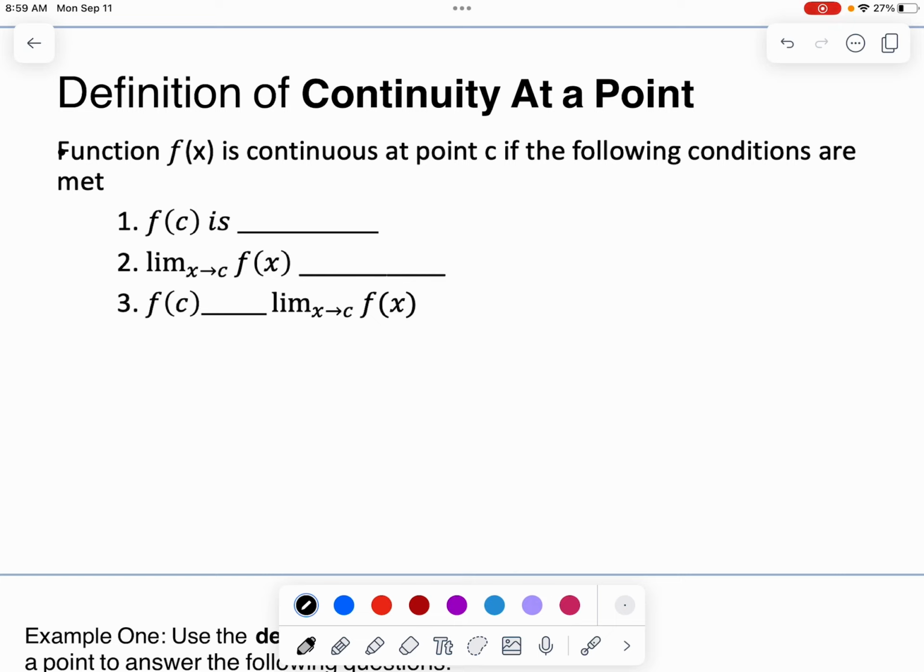So function f of x is continuous at point c if the following conditions are met. The first one is f of c is defined. So it actually has a number. It has to exist. The second thing is the limit as x approaches c of f of x exists. And then finally, f of c equals the limit as x approaches c of f of x. So those 2 things have to be the same. What we're learning here is new, but you guys actually have been doing a lot of practice identifying this. Hopefully we're just building on knowledge you already have, and now you're just going to put it all together.